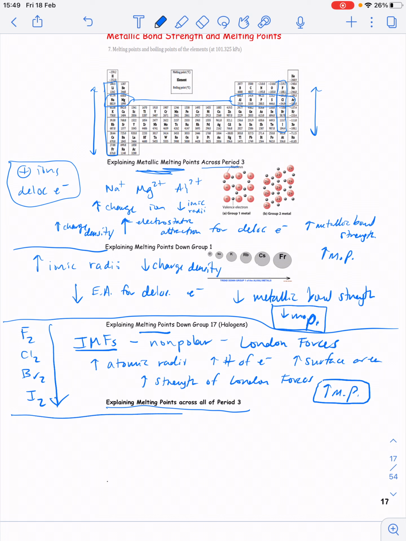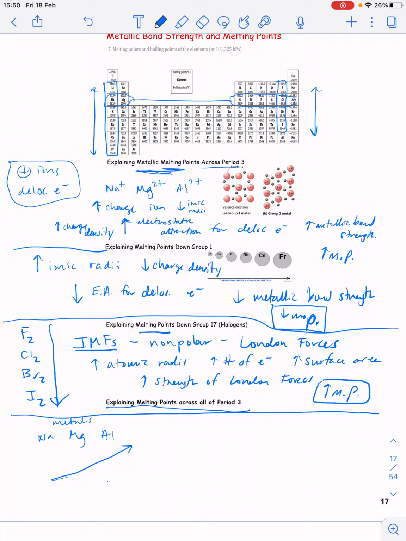Finally, the last melting point trend that you could be asked is across all of period 3. Now this is kind of this overall bonding question. You start off with Na, Mg, and Al, which are metals. And we already described that trend at the top, that as we go to the right, we increase the charge on the metal ion, positive ion, and that increases the metallic bonding strength. So across these first 3, we would expect the melting point to go up.